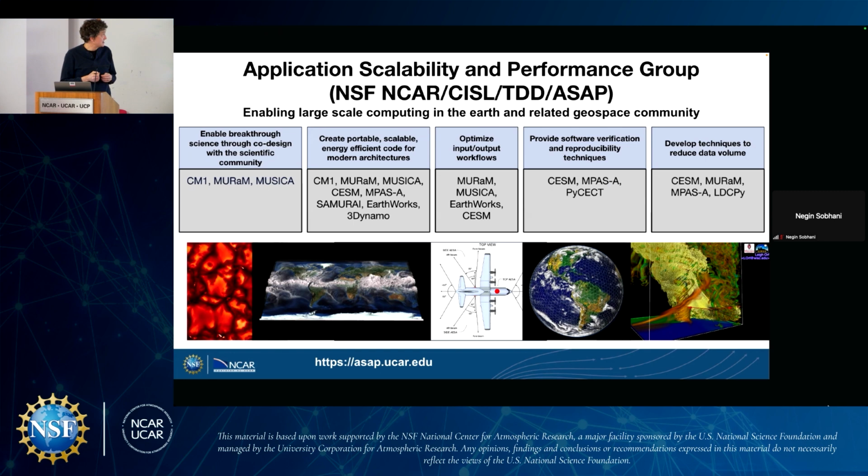There are advanced scientific discovery projects that I'll mention more about later. Creating portable, scalable, and energy-efficient codes for modern architectures, optimizing I/O input-output workflows, looking at software verification and reproducibility techniques, and also developing techniques to reduce data volume through data compression. And so we've applied these to a number of applications, the acronym SOUP that you see there.